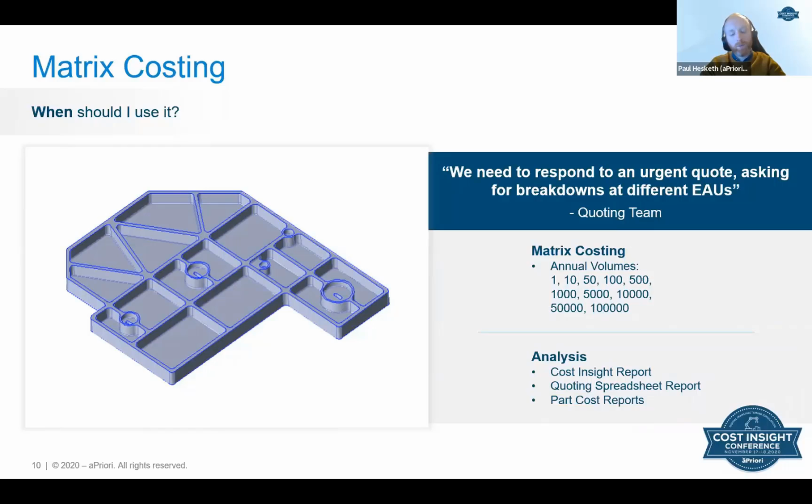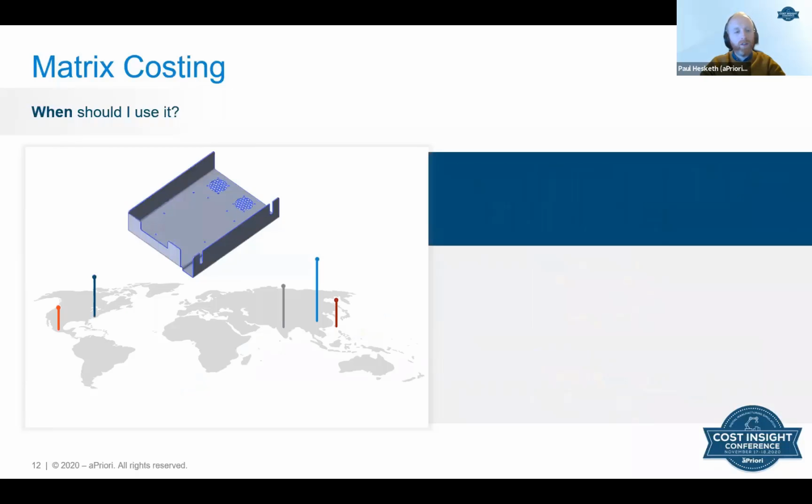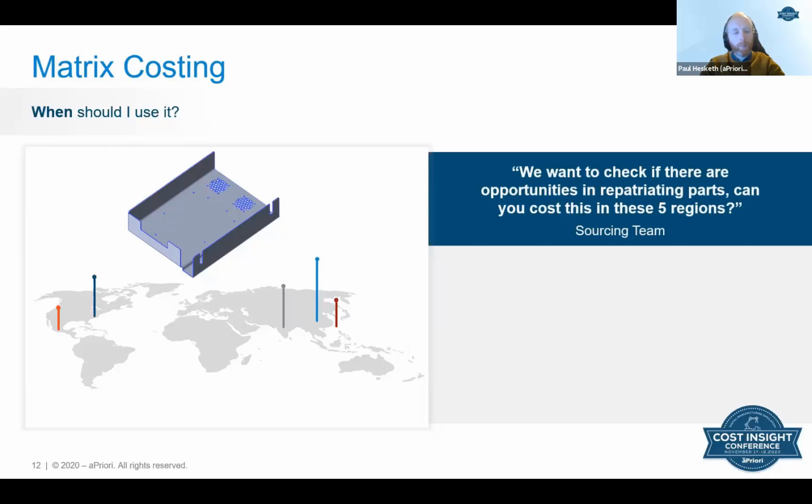So this is an example for a costing team, but if we look at something more on the sourcing side, so alternate sourcing options, and a little bit more complex, all of the previous ones were one-dimensional, varying batch size, varying volume. But what happens if we combine multiple variables like we've seen at the start? So in a sourcing team, a reason when we would use this would be if we hear something like, we want to check if there are opportunities in repatriating parts. Can you should cost this in 5 different regions?